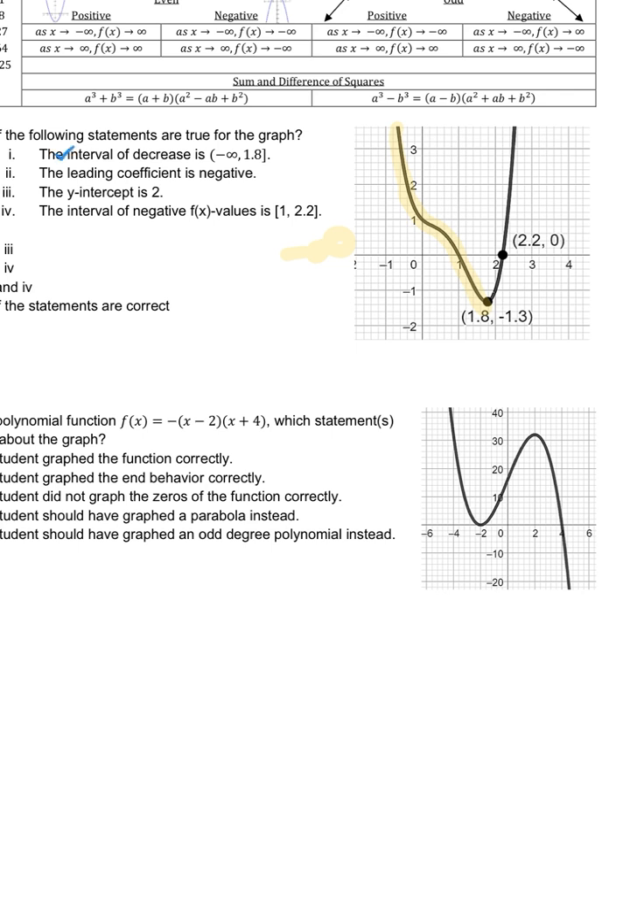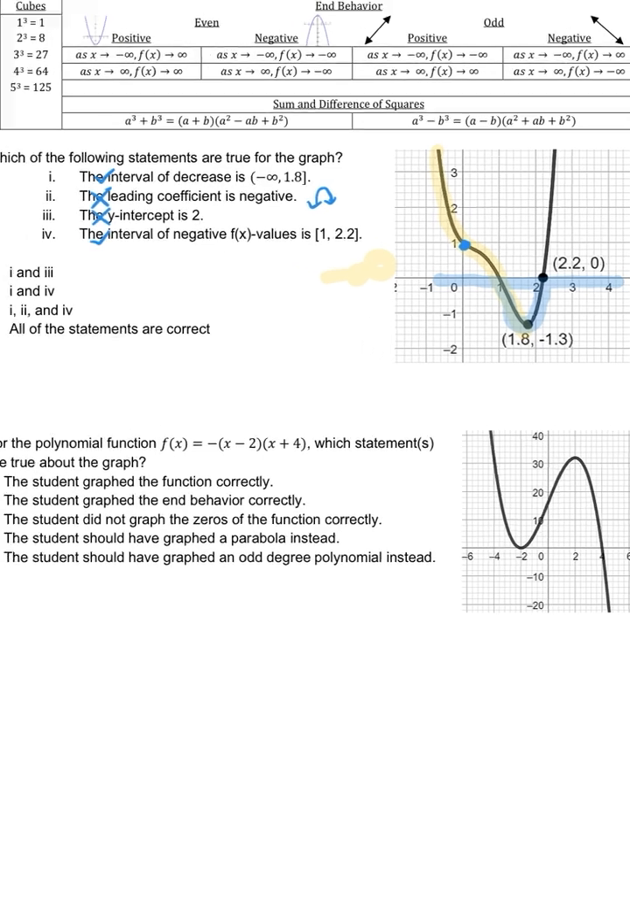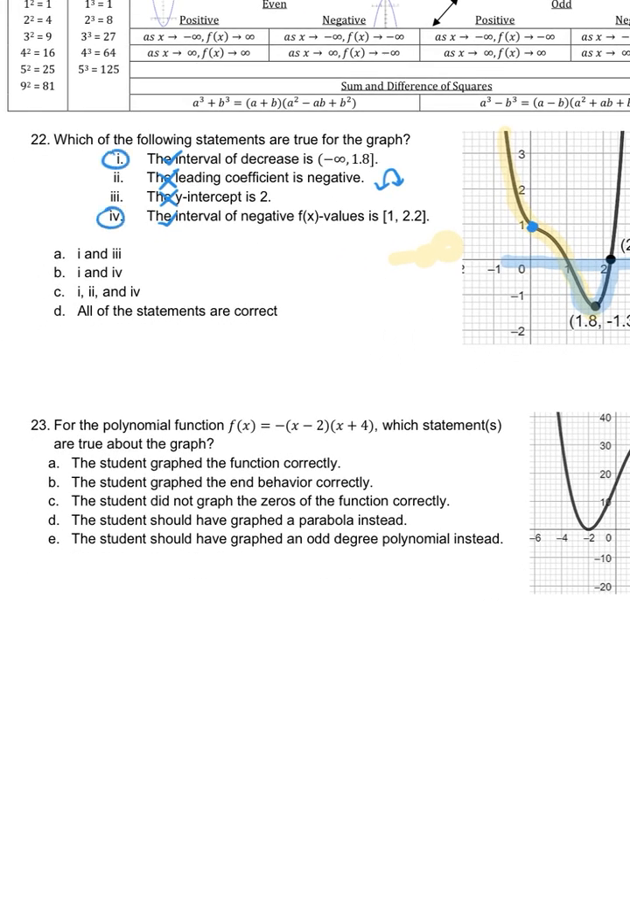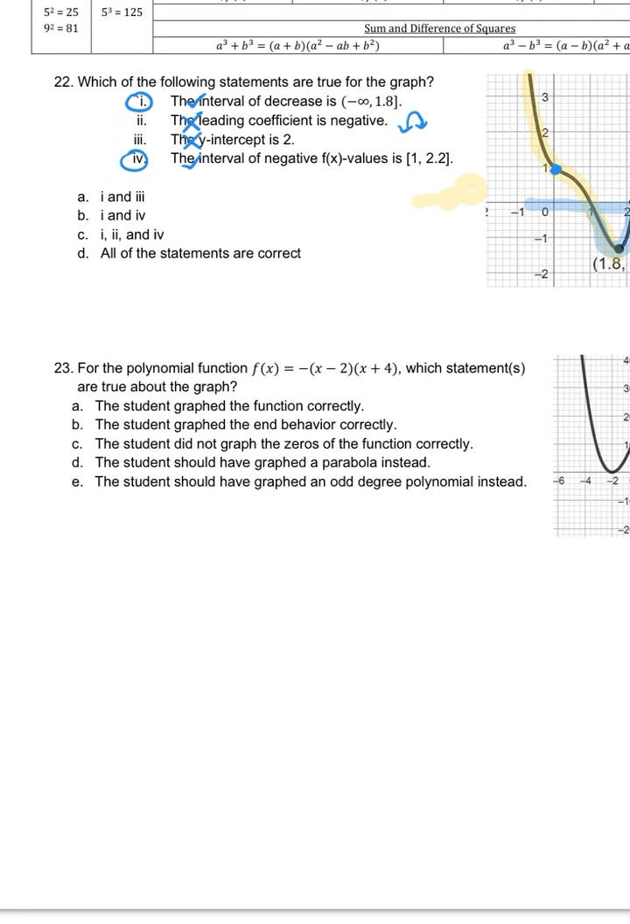The leading coefficient is negative. If the leading coefficient was negative, it would have this shape instead. So that is not true. The y-intercept is 2. Here's your y-intercept. And that is clearly not at 2, so that's not true. And then the interval of negative x values is from 1 to 2.2. So negative x values, here's your x-axis. So from here to here, it's negative, and that is true. From 1 to 2.2, it is negative. So I have this and this are true. So 1 and 4, so that would give me B.